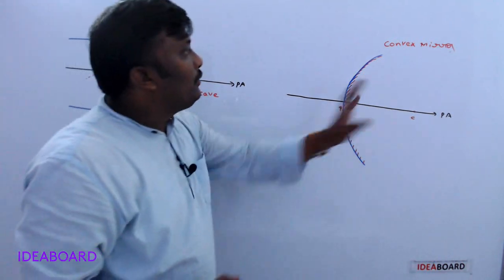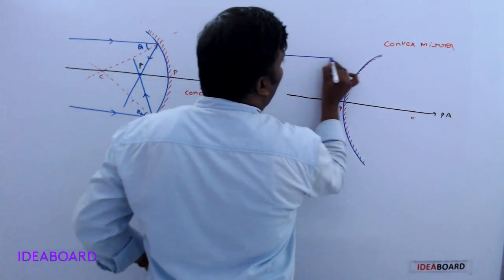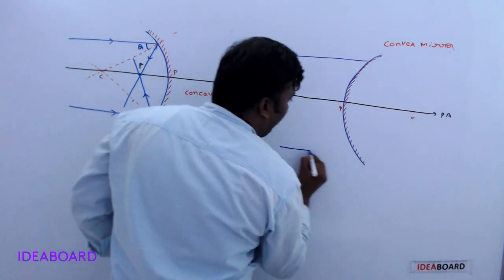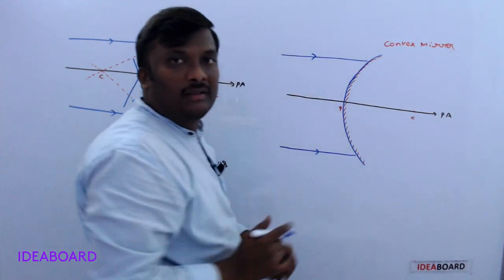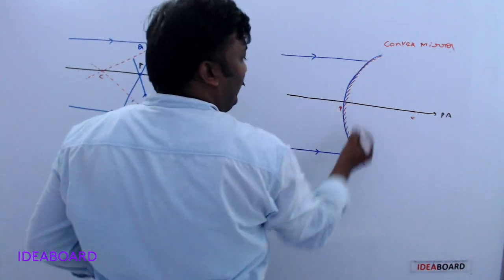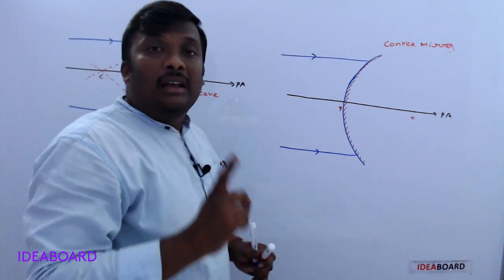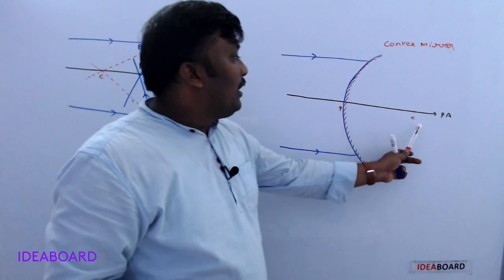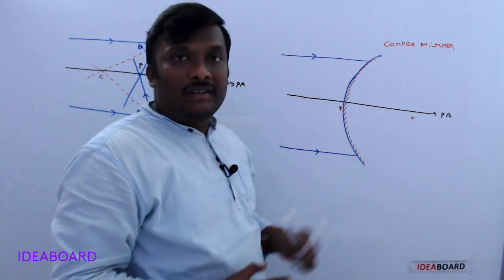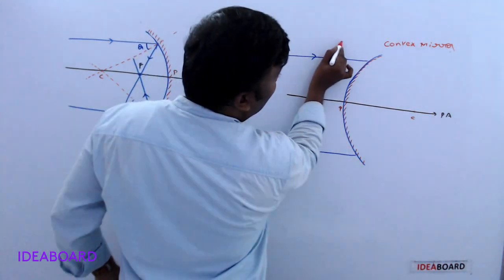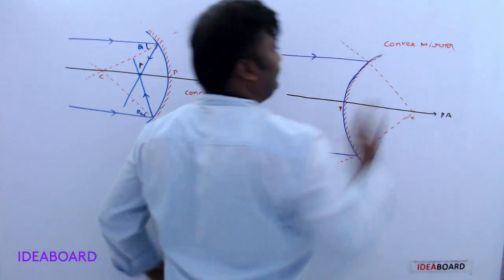Clear? Now coming to the convex mirror. Again, you may take a parallel beam of light. For convenience, I take only two rays here. Your wish, you can take any number of rays. Now, this touches at one point here and another point here. What did we say about the normal? The normal must pass through the center of curvature and the point of incidence where it strikes the surface. So here this is the normal and this is the normal.